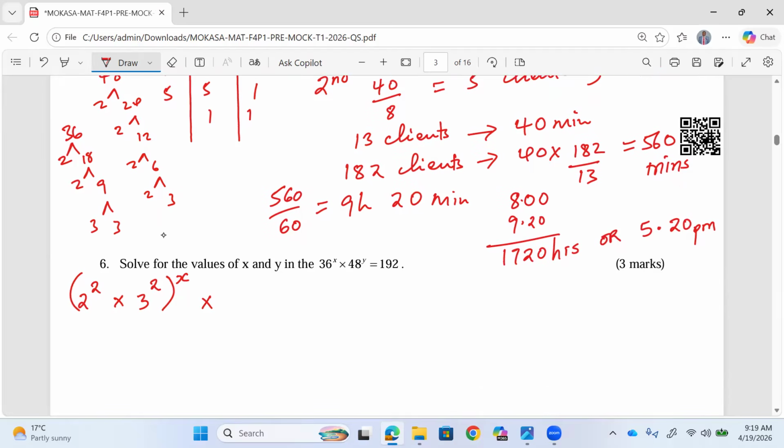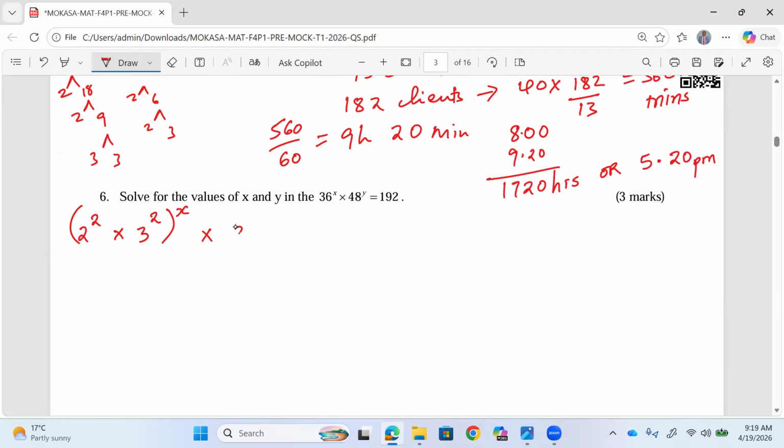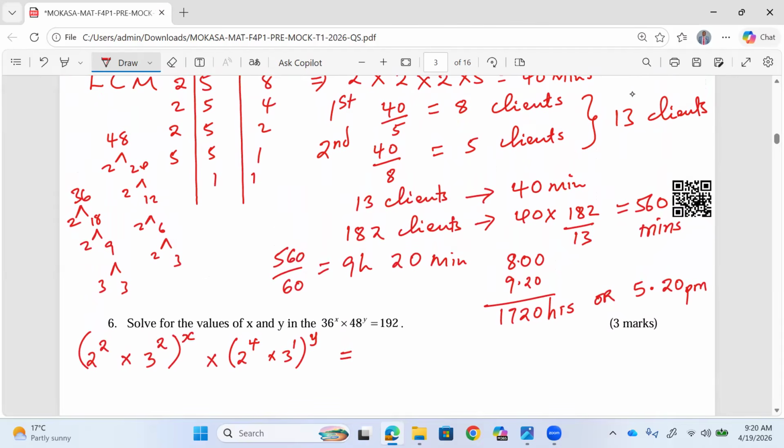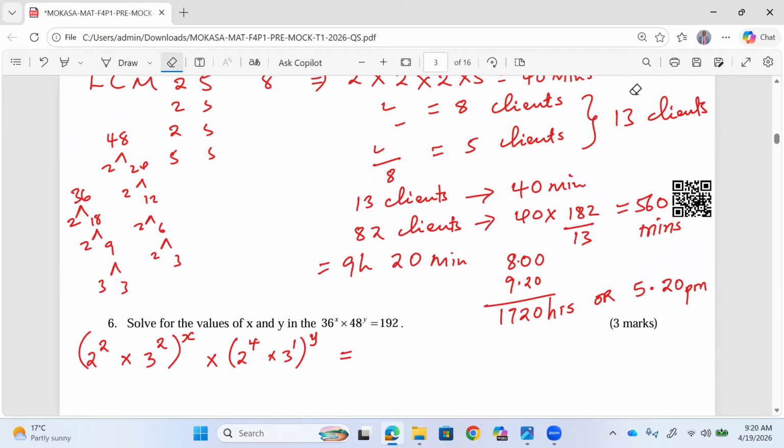So this is 2 power 4 and 3 power 1, and everything is power y. This is equal to, we also express 192. Also 192 should be factorized.